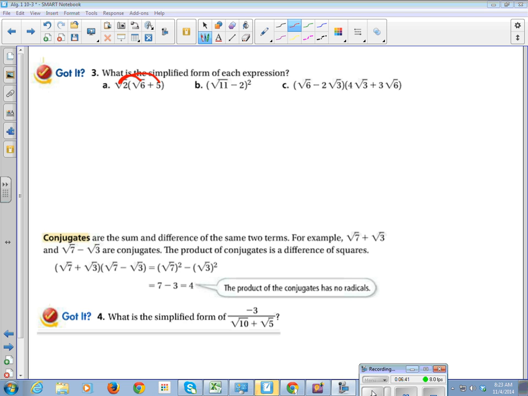So in this case, I have root 2 times root 6 plus root 2 times 5. And where I have radicals, I'm going to combine them underneath one radical. This is root 12. And when I'm writing radicals with numbers, I always want to write the number first and the radical second.